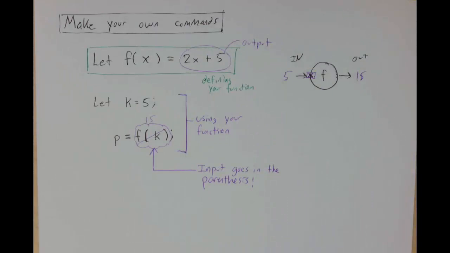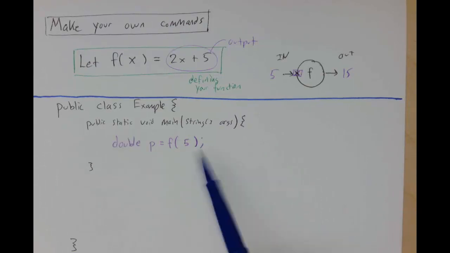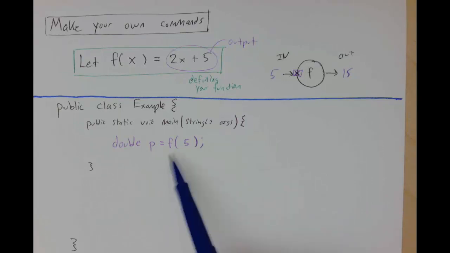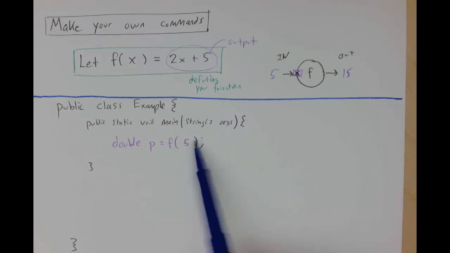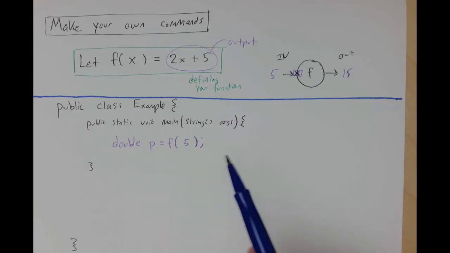So let's see what all of this would look like if you redid it in Java. Here's a Java program, but we haven't actually defined the f function yet. So here's your public static void main. And here, this is how you would actually use the function if you had defined it. I would say f of 5, and then that would give 5 as an input. And whatever this function gives back as an output would get assigned to p. But if you typed this into Java, you'd see that it would underline in red and say that it doesn't understand what f is.